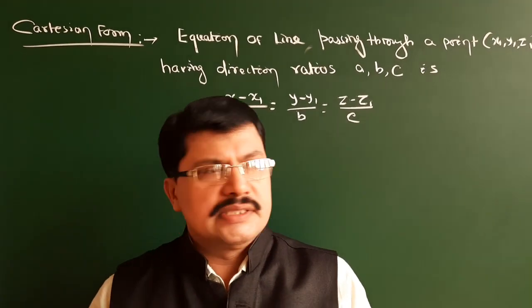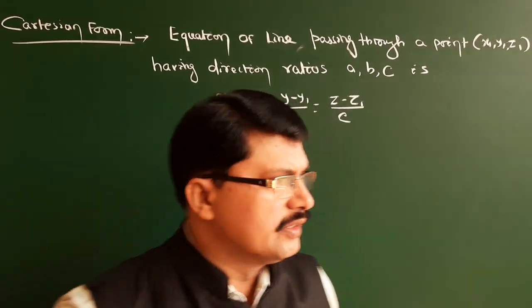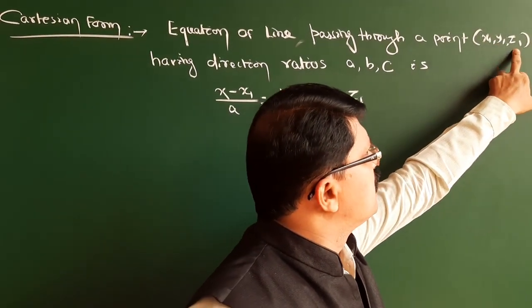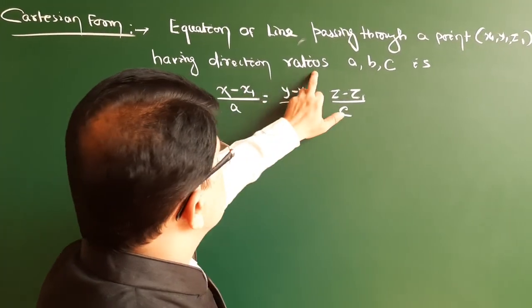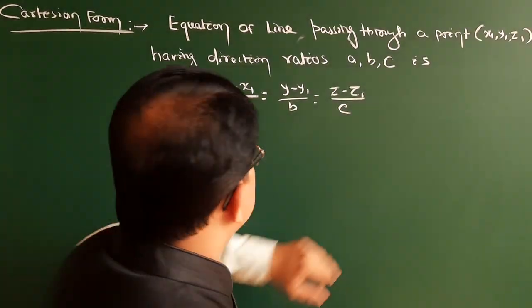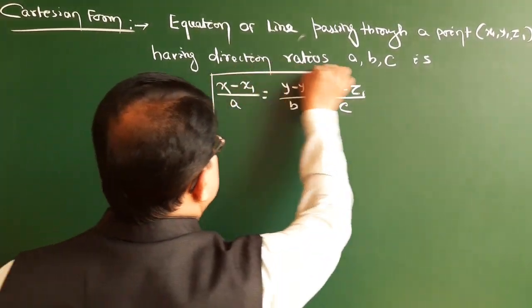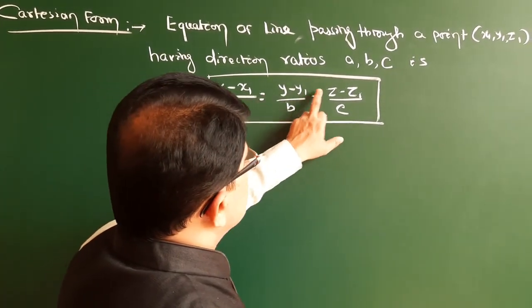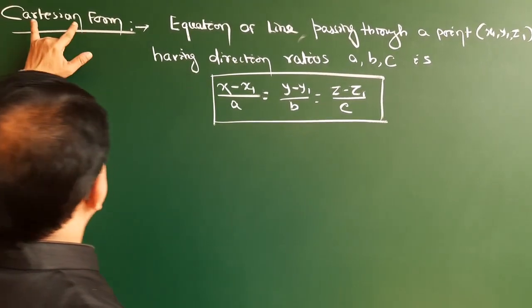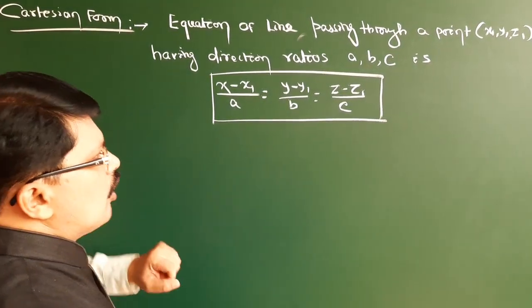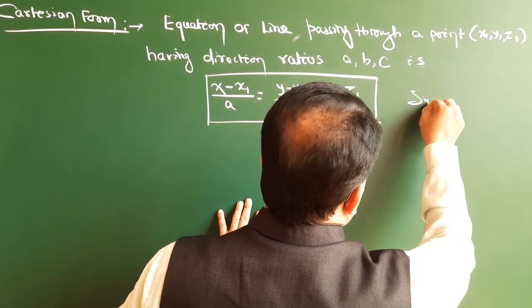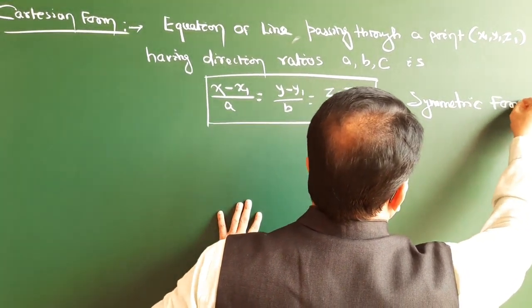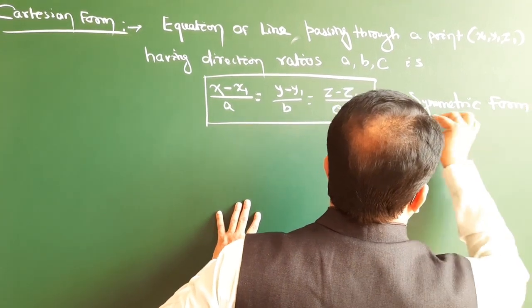How to find the equation of a line in Cartesian form? You just follow this. The equation of a line passing through a fixed point (x1, y1, z1) having direction ratios a, b, c is (x minus x1) divided by a is equal to (y minus y1) by b is equal to (z minus z1) by c. This is the Cartesian form of the equation of a line. This is also called the symmetric form of a line. Understood?